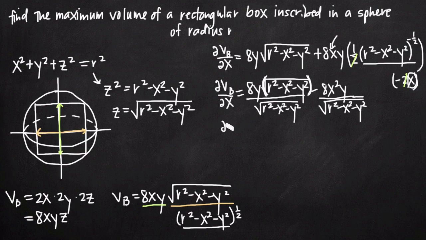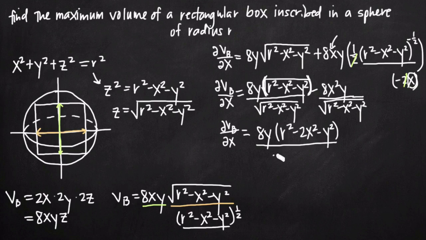Now just to combine these fractions, we have the partial derivative of our volume equation with respect to x. We're going to pull an 8y out in front, so we have this 8y multiplied by r squared minus x squared minus y squared. We have an 8y over here multiplied by a negative x squared. So if we pull that negative x squared into this quantity here, we get r squared minus 2x squared minus y squared, all divided by our square root common denominator, the square root of r squared minus x squared minus y squared.